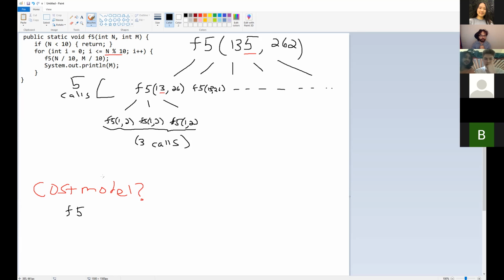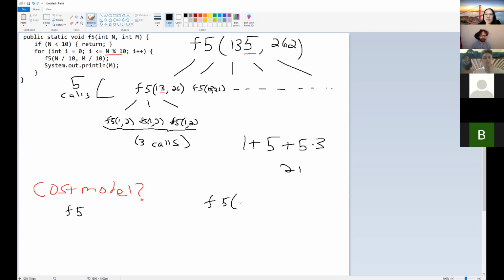Cool. Okay, so how many total calls do we have for 135, 262? We had 1 plus 5 plus 5 times 3. So that's the total number we had here. Okay. So there were 21, assuming I didn't mess anything up. Let me know if I did. Okay, let's try again.